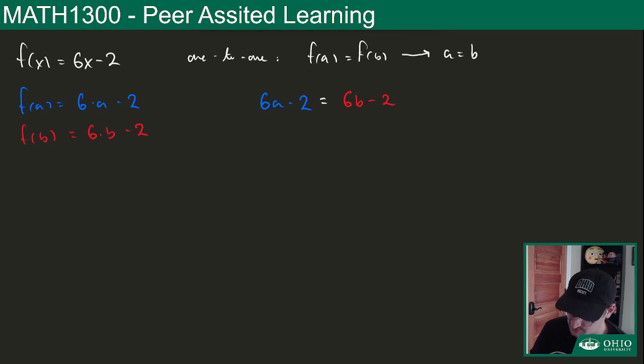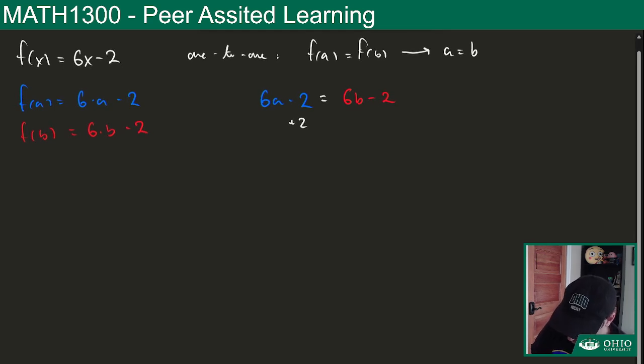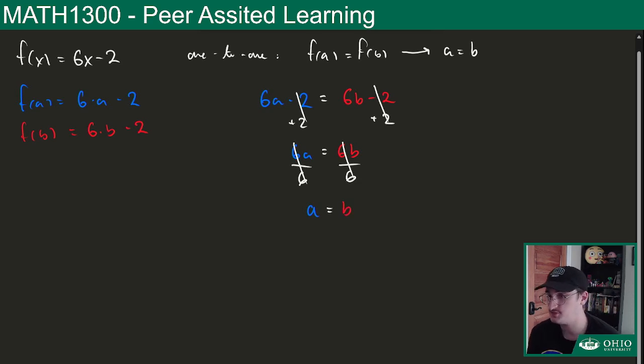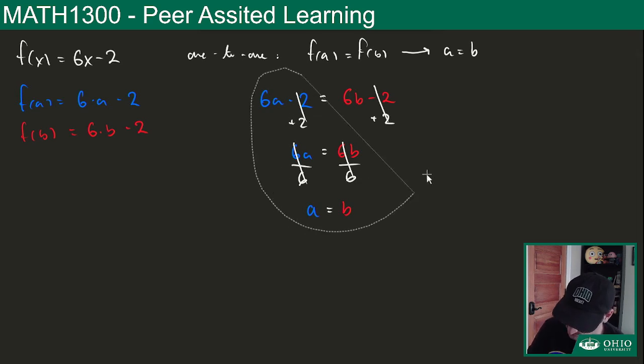And hopefully this is pretty clear, right? I can add 2 to both sides, and these cancel. Then we get 6a equals, and I'm balancing my colors here, 6b. Then we can simply divide 6 from both sides. These cancel, and we're finally left with the statement that a equals b. And so this function does satisfy the definition of being one-to-one. And so that means that this function is going to have an inverse.